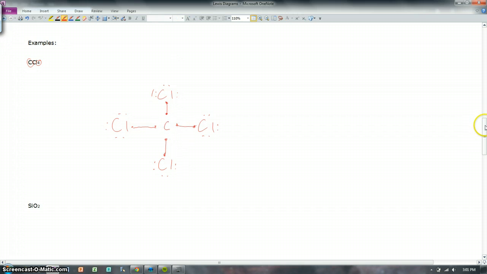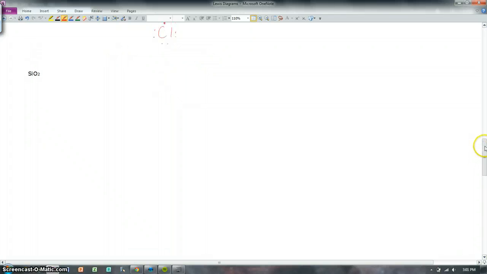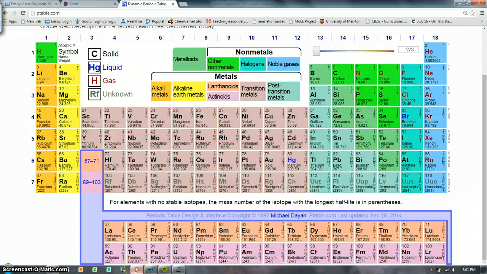Okay, let's do it one more time here with silicon dioxide, because there are 2 oxygens and 1 silicon. So again, 1 silicon, it goes in the middle. Silicon has 4 valence electrons, so I'm going to put 4 valence electrons right around the outside. I have 2 oxygens, and oxygen is in the 6th column, so it has 6 valence electrons.